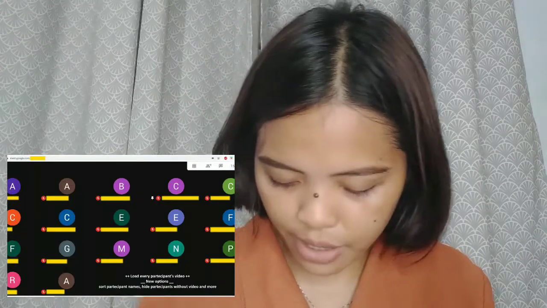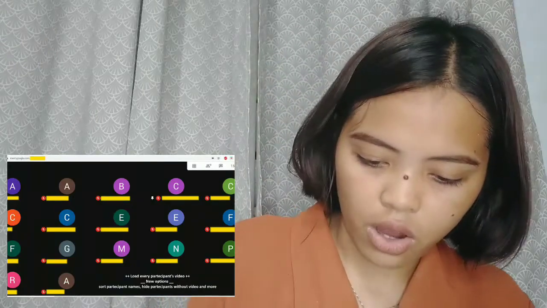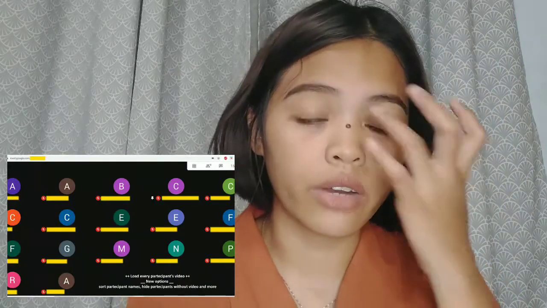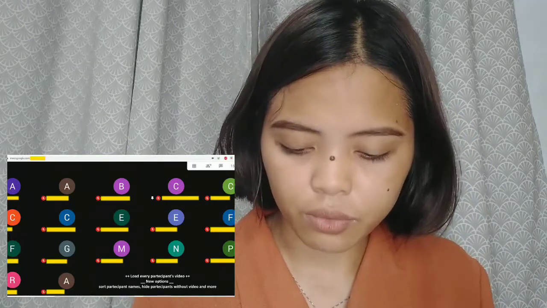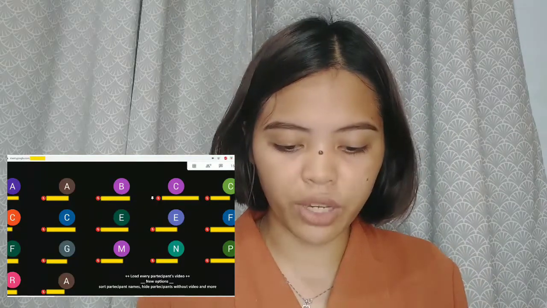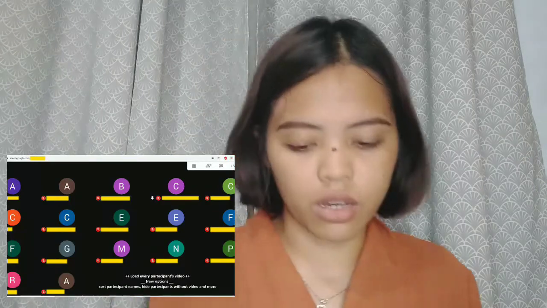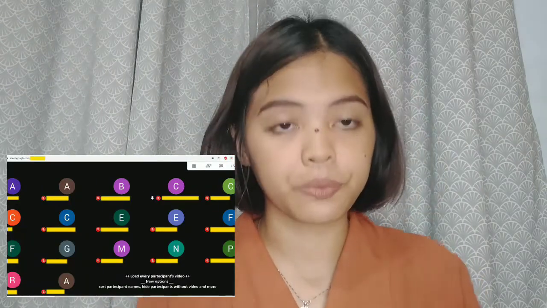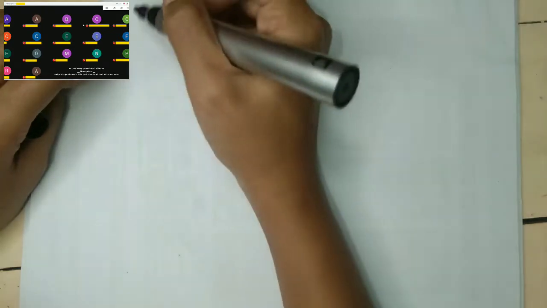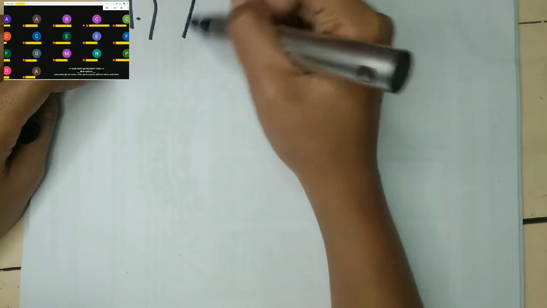So on page 466, we have sample problem number 1. Refer to your book, okay? In this problem, a red flower is crossed with a white flower. A red flower, double capital A, is crossed with a white flower, double small letter a. We have to determine the genotypic and the phenotypic ratio of this cross.